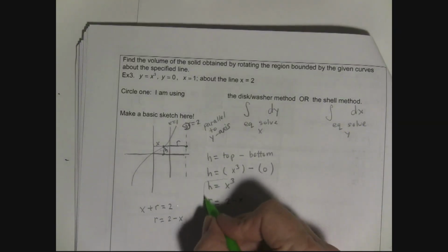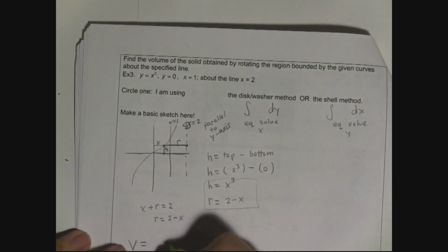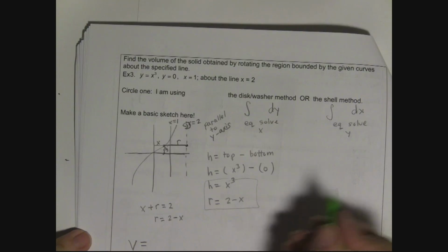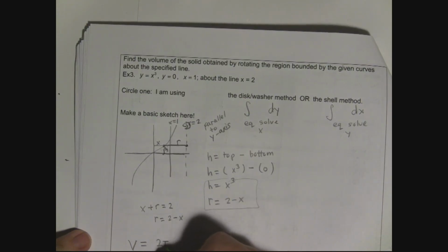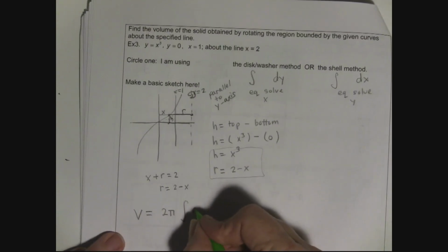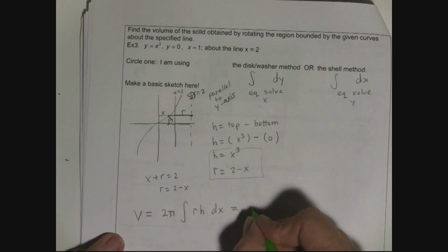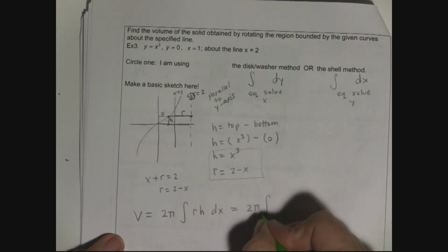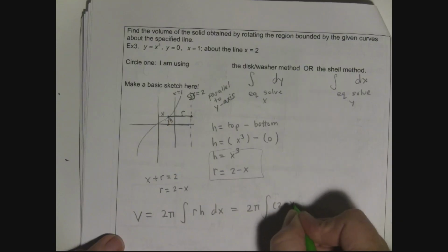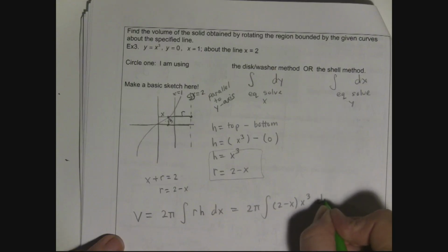And then I'm going to put these together so that my volume equals, and it was a shell. I was doing a shell. So it's 2 pi r h dx, we said. So this is 2 pi, r is 2 minus x, our h is x to the third, dx.